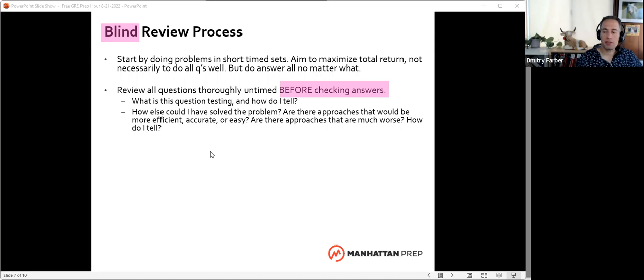How else could I have solved this? Maybe there are other approaches that are worse. Maybe there are approaches that are better. How do I tell which one it is? Do I like the way I did it? If I did it in a reasonable amount of time, how did I do that? Could I do it even faster? If I did it in 2 minutes, can I do it in 1? If I did it in 1, can I do it in 40 seconds? The point is not that I need to do all these problems in 40 seconds, but if I can do this problem in 40 seconds, maybe there's another problem right now that's too hard that I can do in 2 minutes or less. So how do I make that selection?